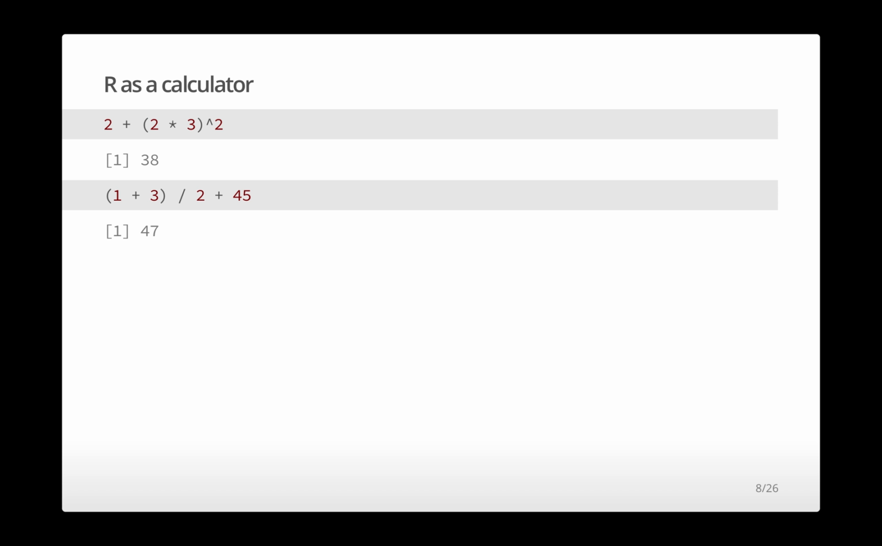So let's say 2 times 3, make 6, square it, make 36, add 2 to get 38. Similarly, 1 plus 3, make 4, divide by 2 to get 2, and then add 45, right?